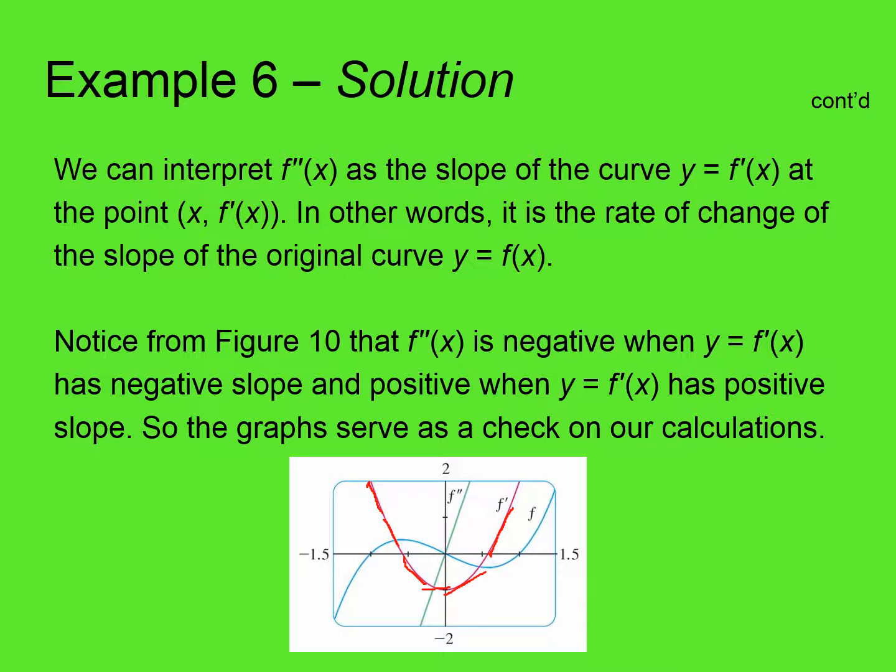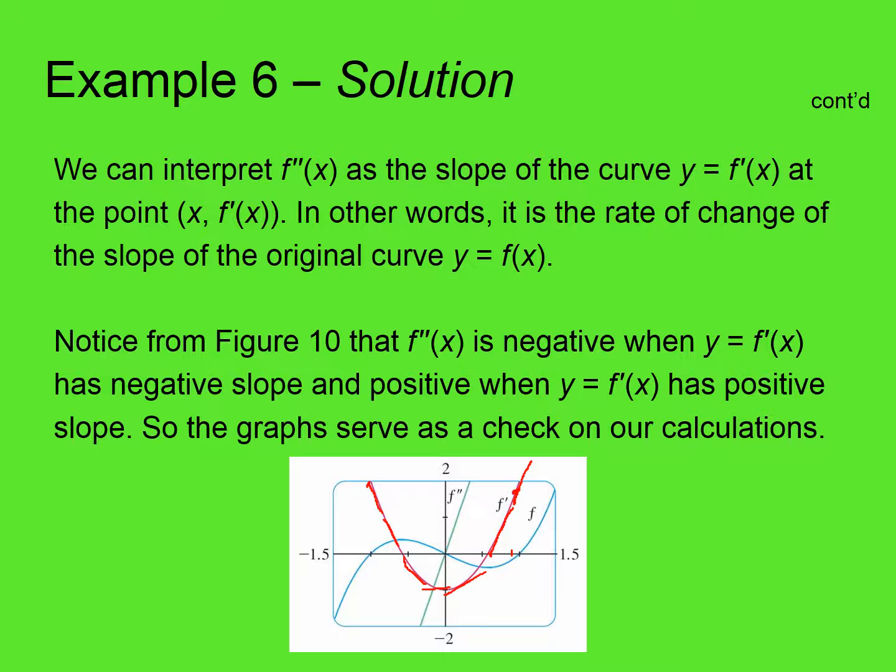Okay, when this is going uphill, at this point there's a tangent. When it's going uphill, well, for that value of x, the green graph is positive. Now that's out of the window, but the green graph has positive y coordinate. So the graphs serve as a check on our calculations.